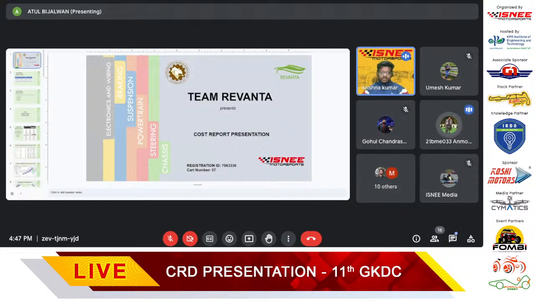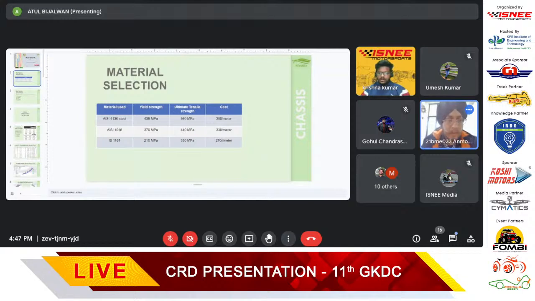Good afternoon, board members. We are Team REVANTA from NIT Hamirpur. Today we are going to present our cost report presentation. Moving forward, we have done our material selection on the basis of yield strength, ultimate tensile strength, availability, and cost. We have used AISI 4130 steel for our material selection.